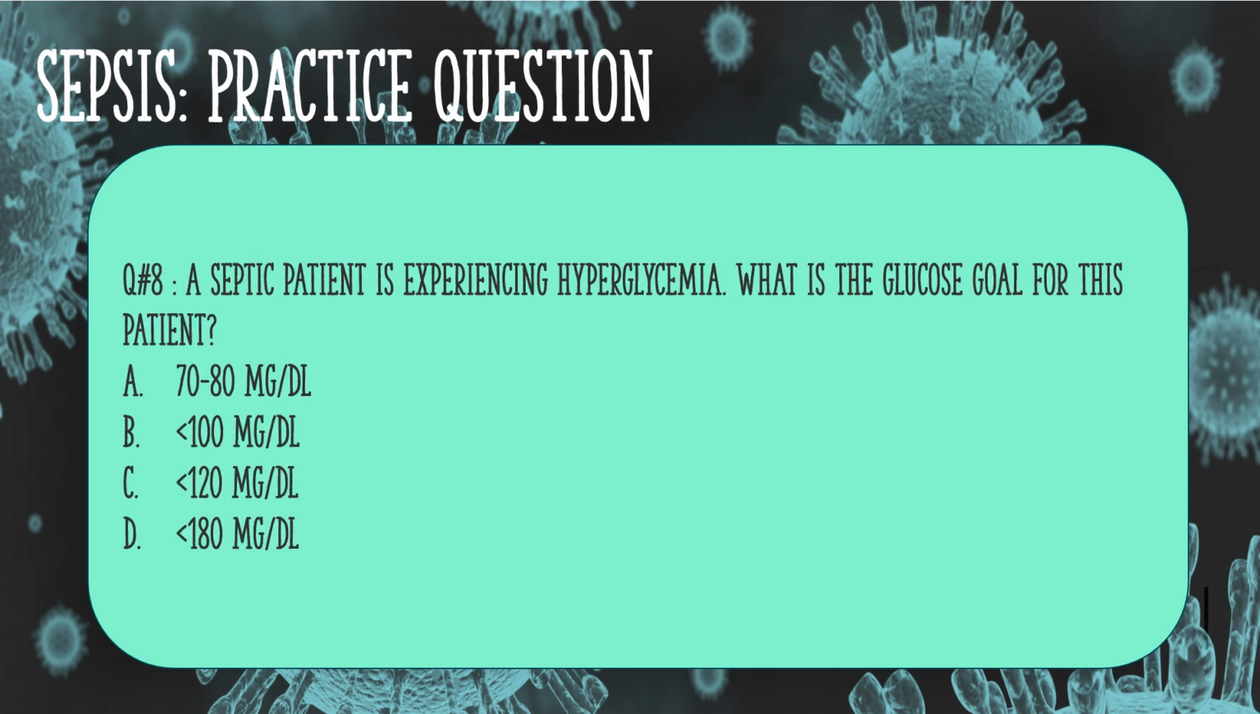Question number 8, a septic patient is experiencing hyperglycemia. What is the glucose goal for this patient? The answer is D. We want to keep that glucose less than 180.